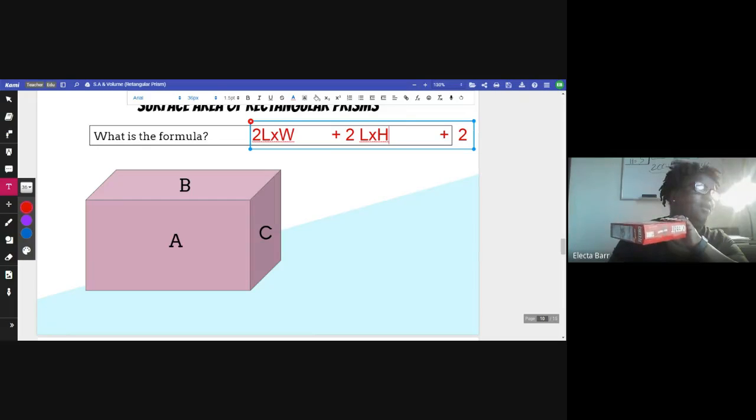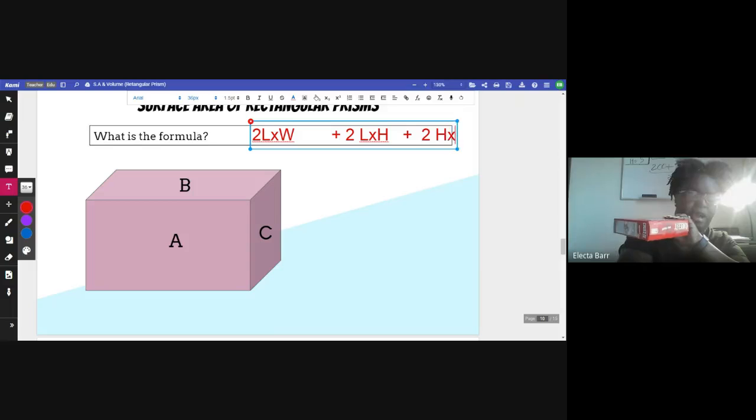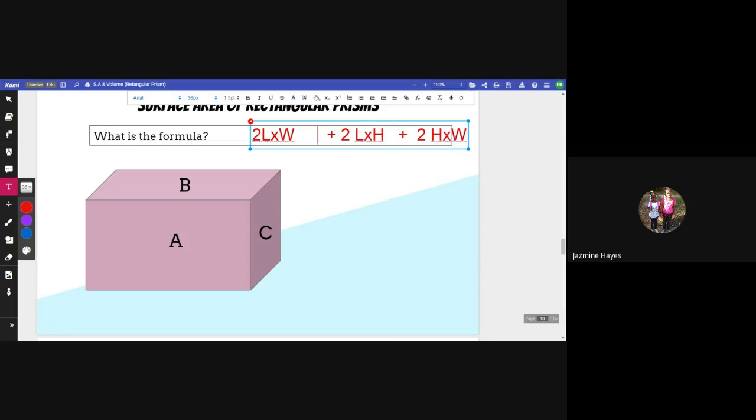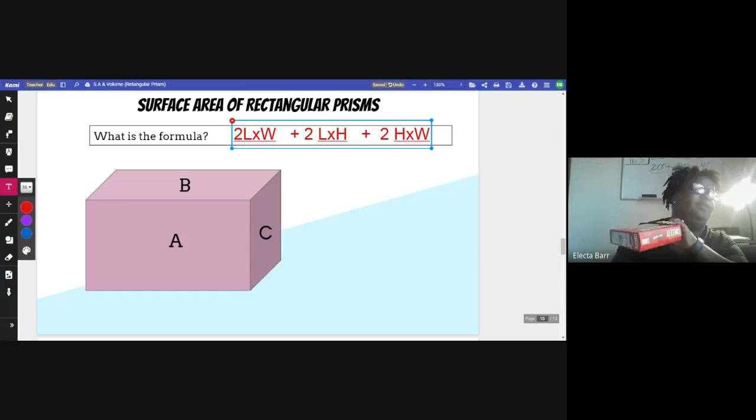So my formula here, yes, height times width. What'd you say, Jasmine? Oh, talking to my son. I'm sorry. Let me mute. Does it matter which way it goes, if it's width times height or height times width? No, it doesn't. I could have said width times height. Just like over here, I could have said length times width, height times length.